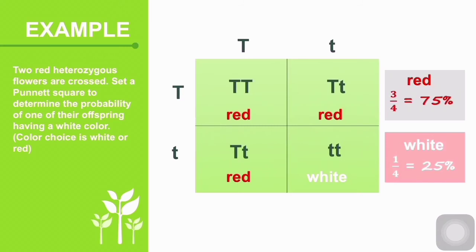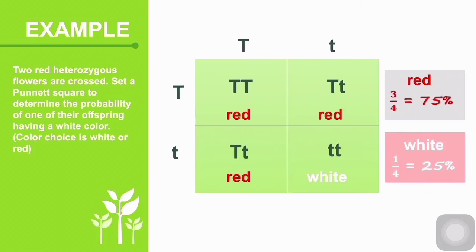The genotypes of the parents: both flowers are hetero for red color. So, we will use a capital letter T and a lowercase letter t. And remember, a heterozygous genotype always shows the dominant trait, so both parents have a capital letter T and a lowercase letter t. So we will fill the boxes: two capital letters, one capital and one lowercase, one capital and one lowercase, and two lowercase letters.